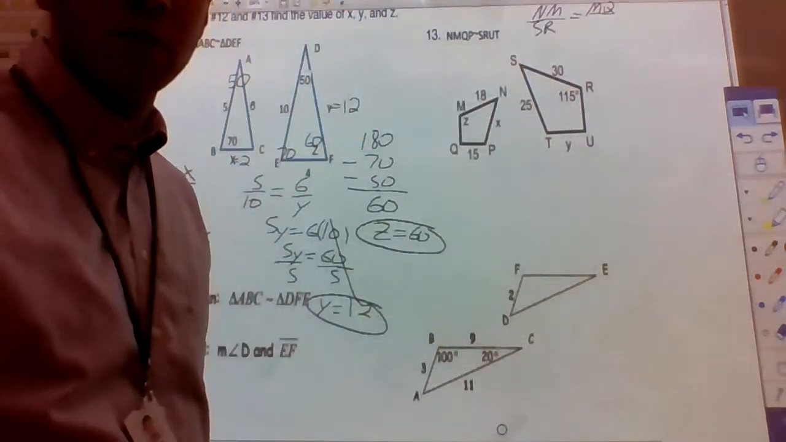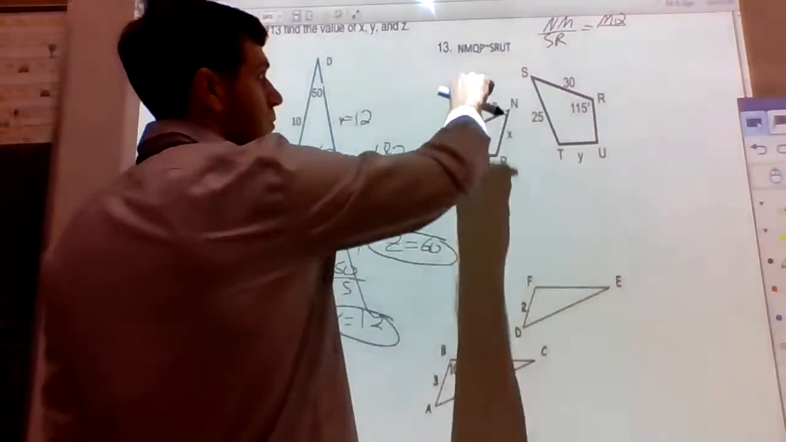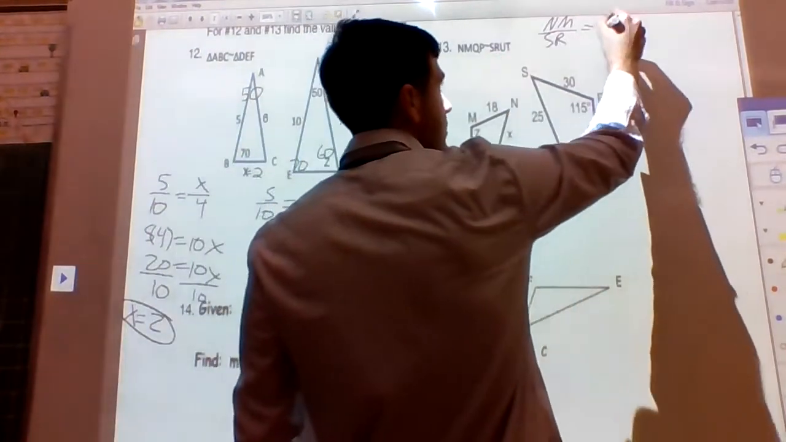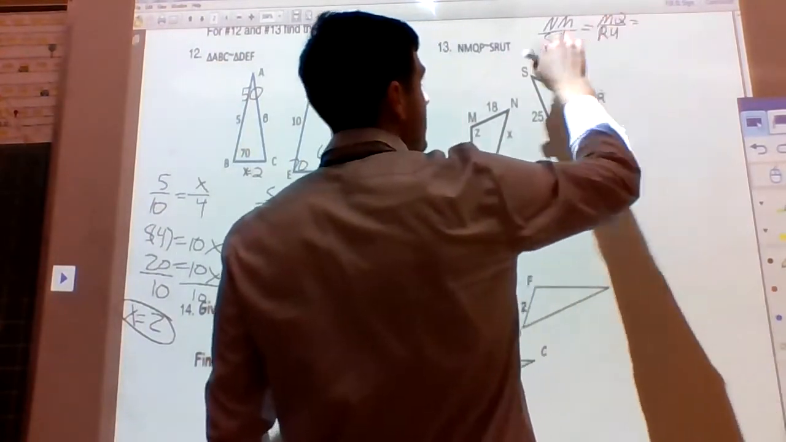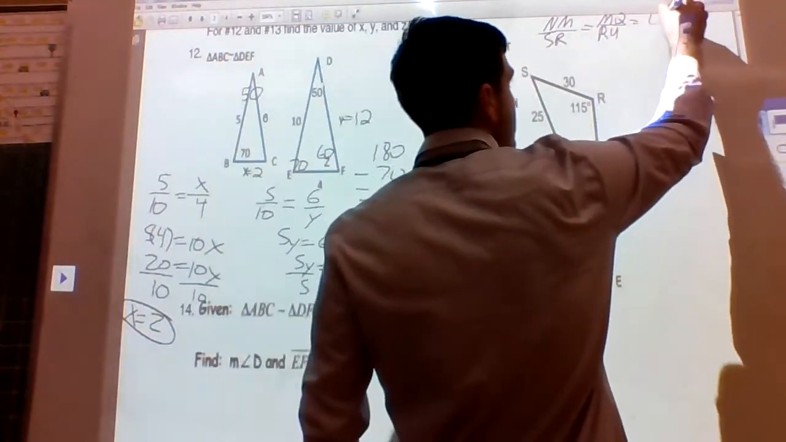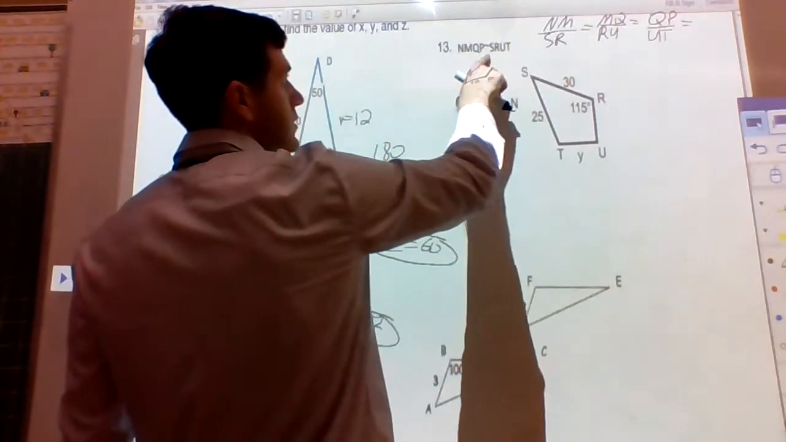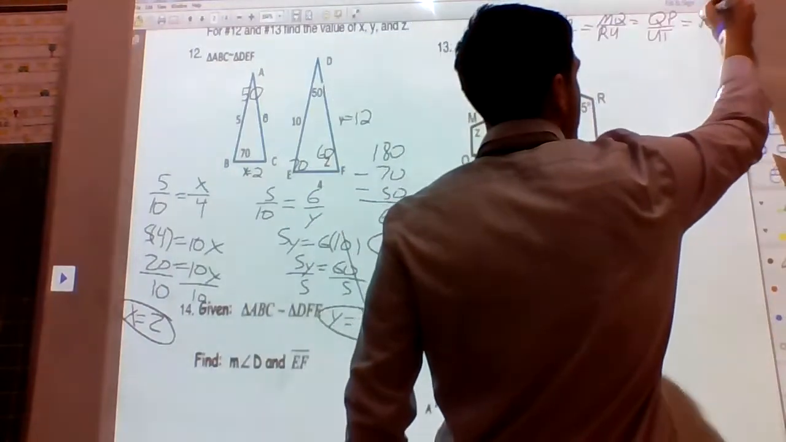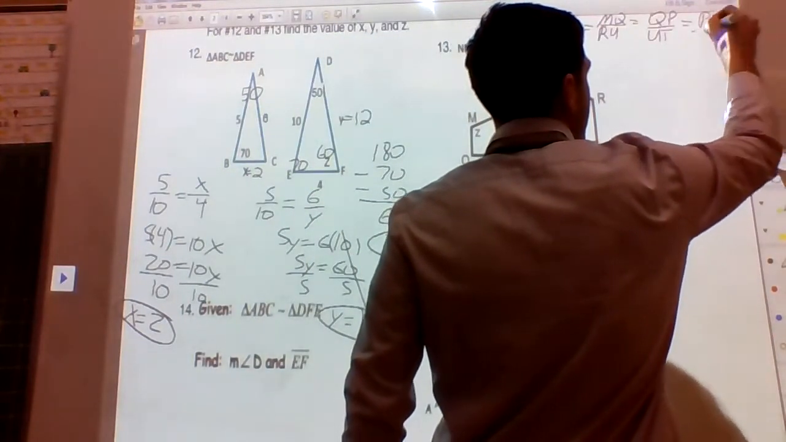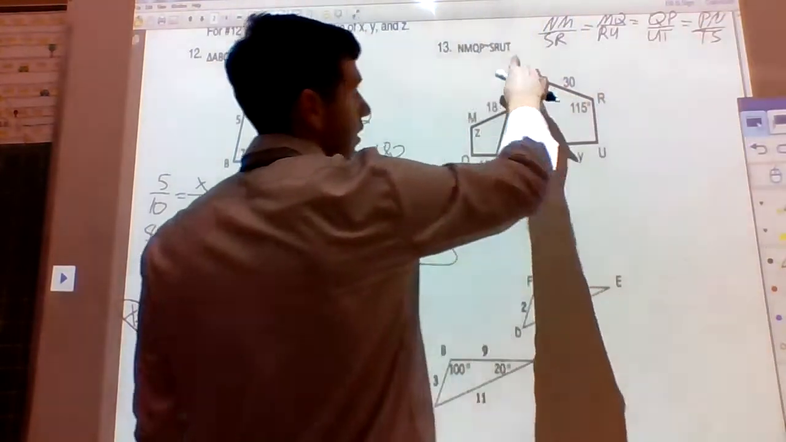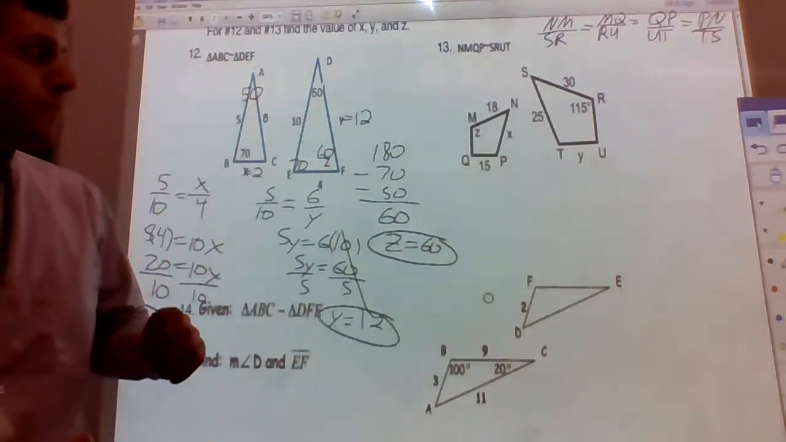MQ, the middle two letters, is going to correspond with RU. QP corresponds with UT. And then the last one is PN and TS. We're getting all of that from the name, from the same order.